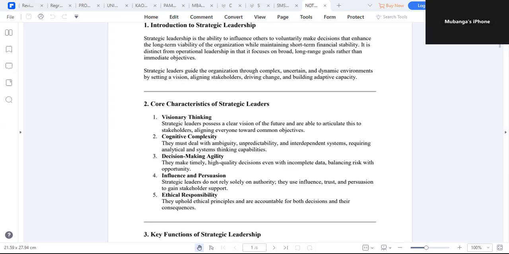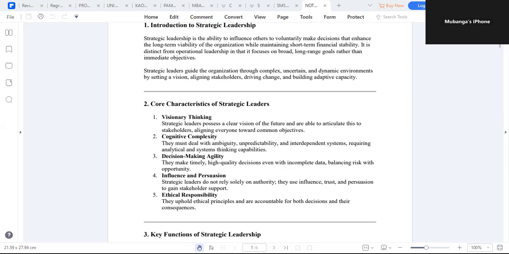The other attribute is that of decision making. So these strategic leaders must make high-impact decisions that are often made in conditions of ambiguity or incomplete data. They're able to make decisions where there's insufficient data. So they demonstrate their decision-making ability by balancing thoroughness with speed.